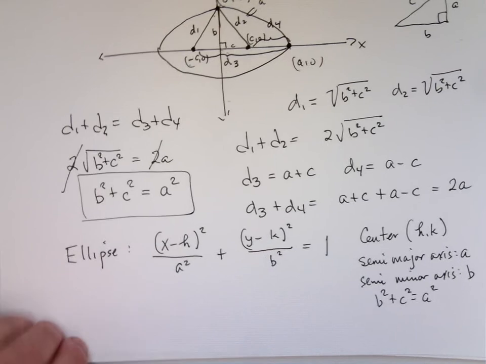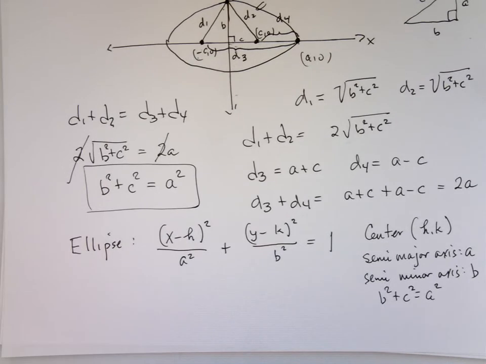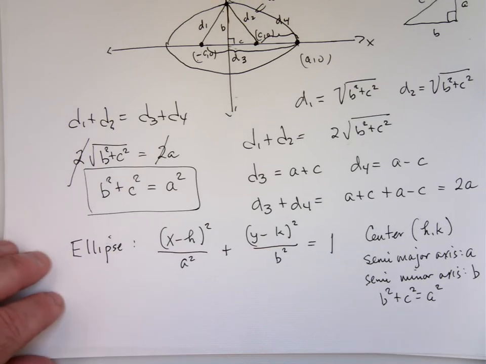I was going to mention, too, when we do hyperbolas tomorrow, it's not b squared plus c squared equals a squared anymore. It's different. So we'll have another variation on that same theme. But we'll do that tomorrow. And hopefully I'll have Mathematica tomorrow where I can show you the demonstration, too.